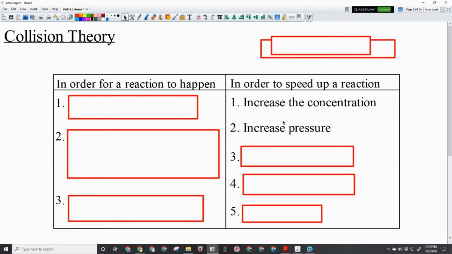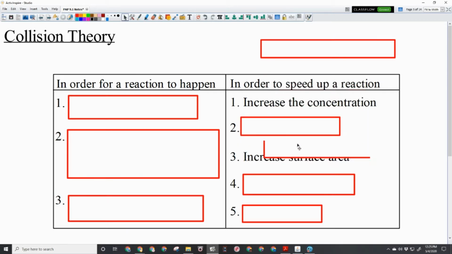And so they have less distance to travel to find each other. So that volume is going to decrease, making it more likely for them to find each other. Okay. The third thing is increase the surface area.